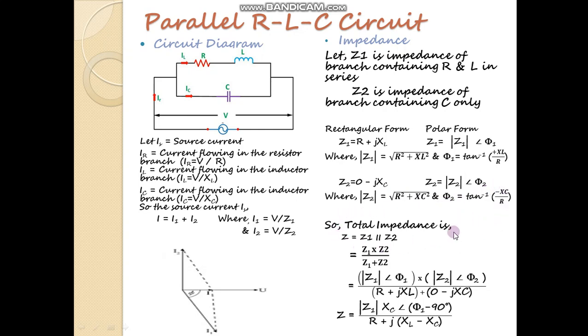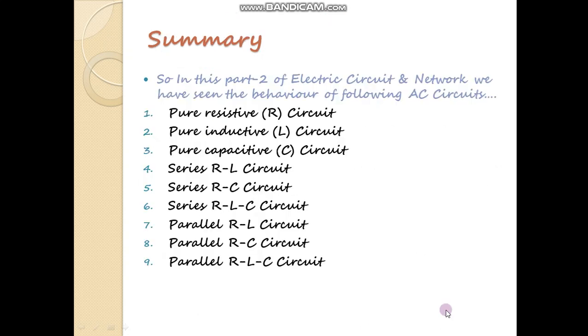To find the total impedance of this circuit, we will use this formula. Here we will put the values of Z1 and Z2 for multiplication in the polar form, and for addition we will put the values of Z1 and Z2 in the rectangular form. After doing the operations of multiplication and addition, we get the total impedance for the parallel RLC circuit, which is Z equals mod of Z1 into XC at an angle phi 1 minus 90, whole divided by R plus j(XL minus XC).